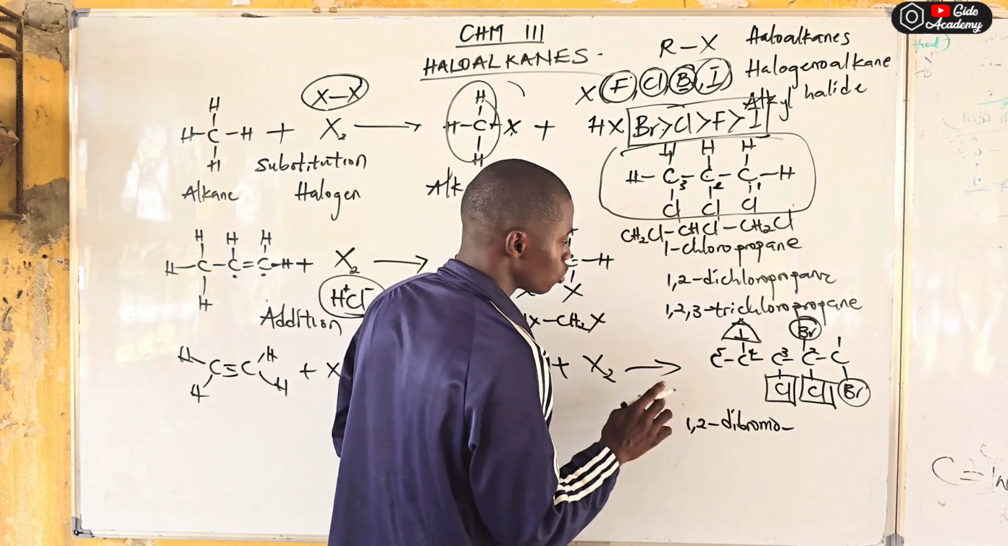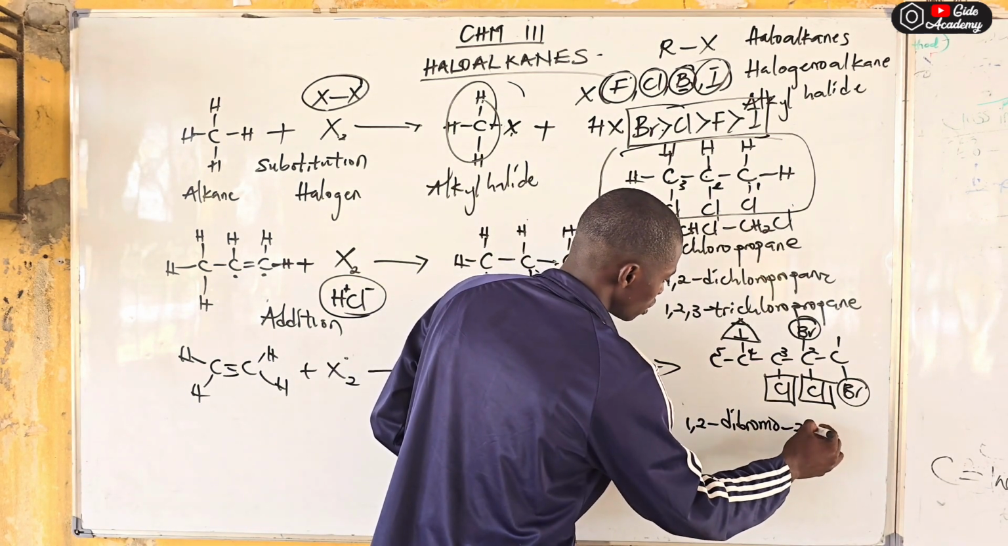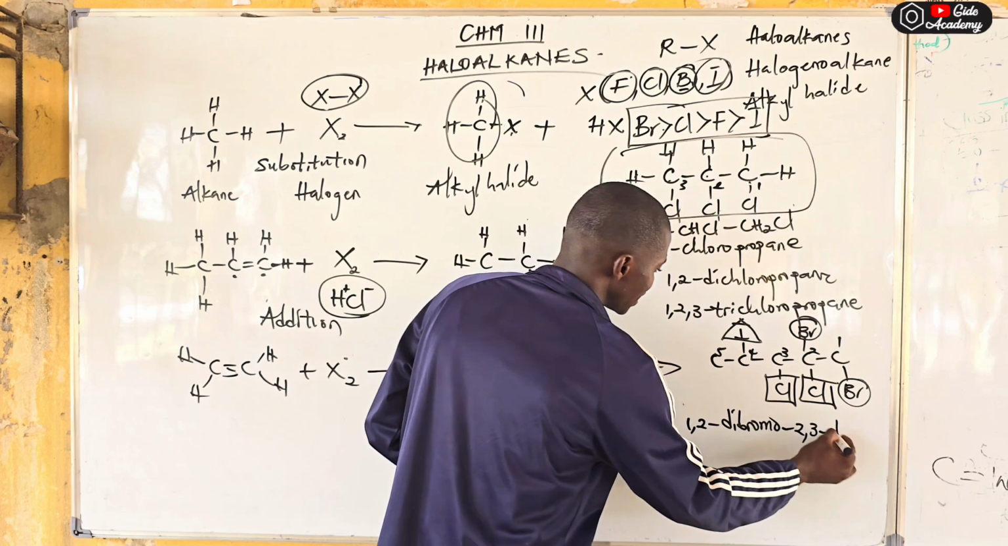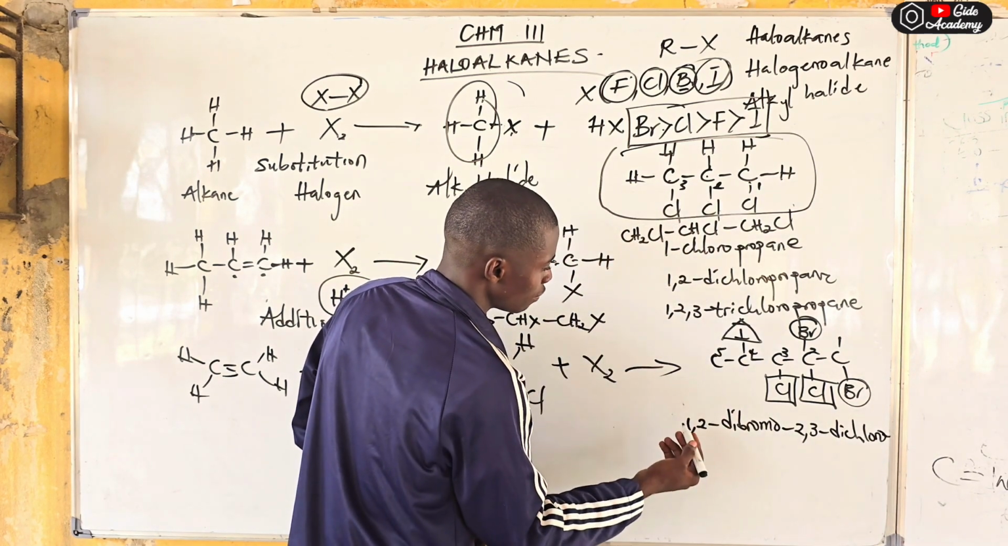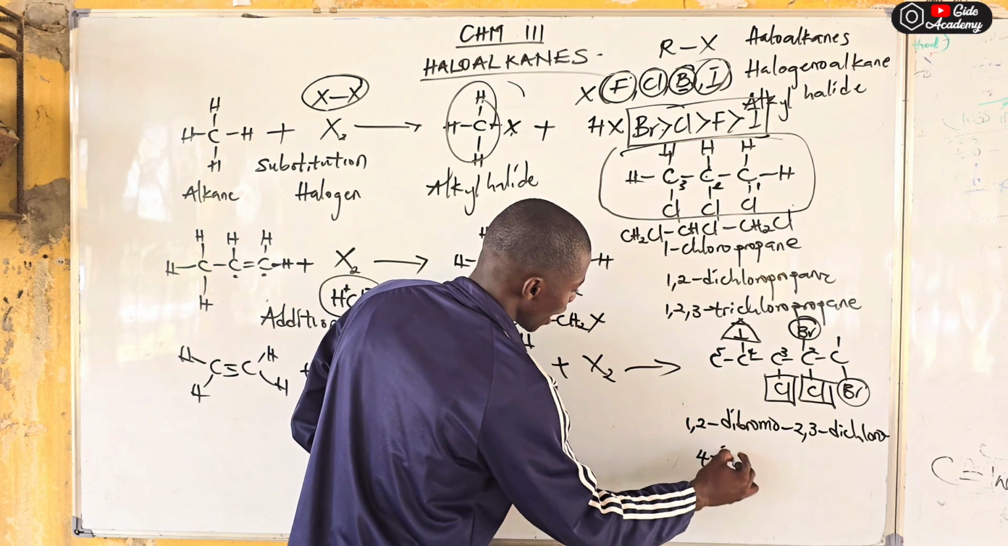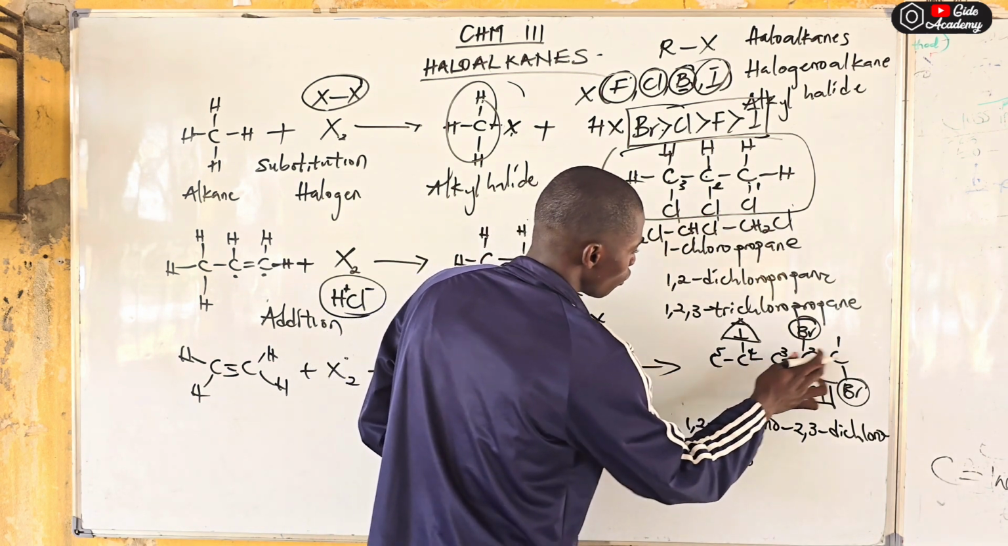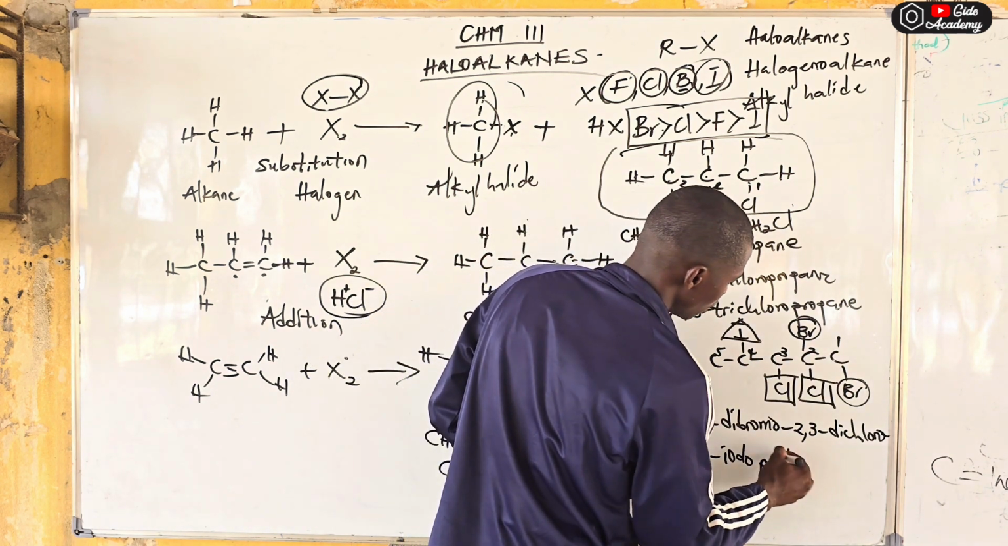How many chlorine is there? 2. What are their position? 2, 3. How many chlorine is present? 2. Dichloro. Then we have iodine. How many iodine do we have there? 1. Position 4. 4-iodo. 1, 2, 3, 4, 5. 5 is what? Pentane.